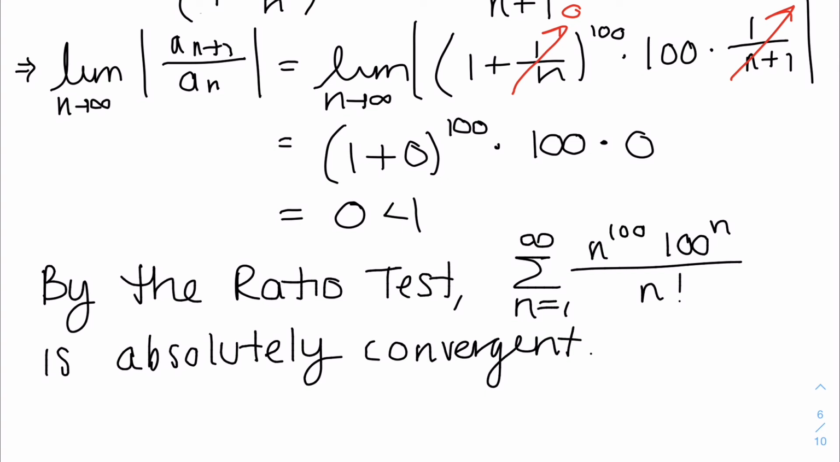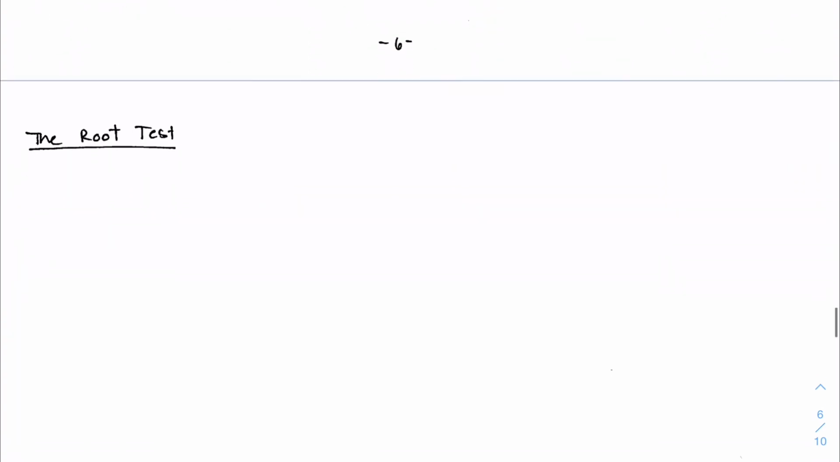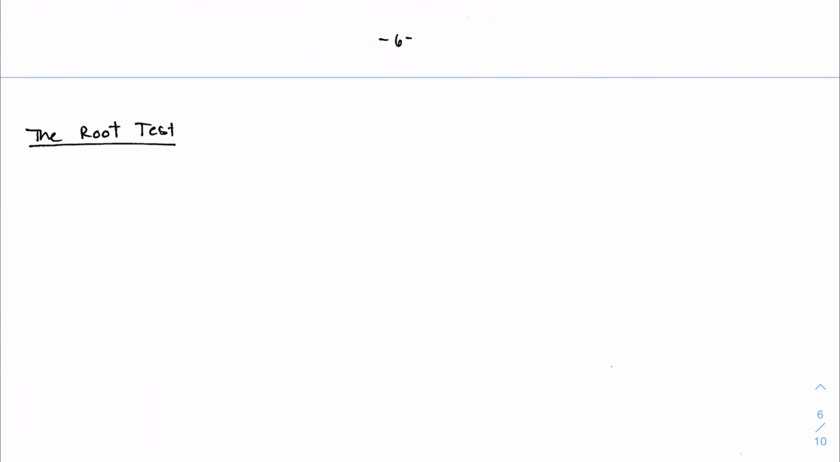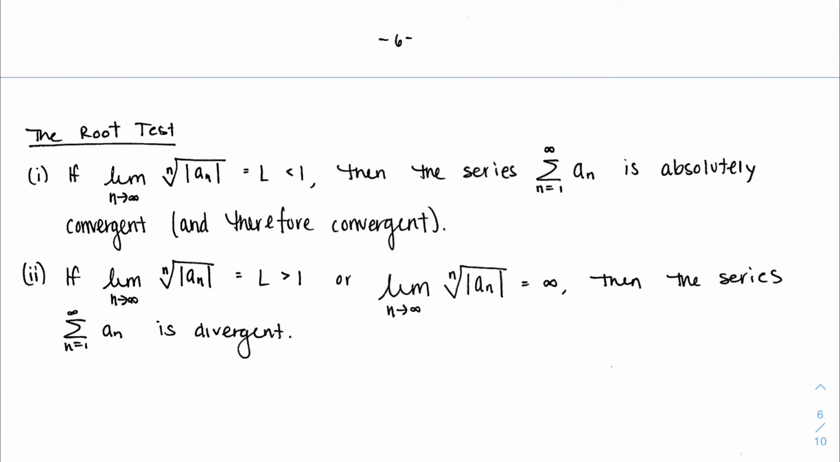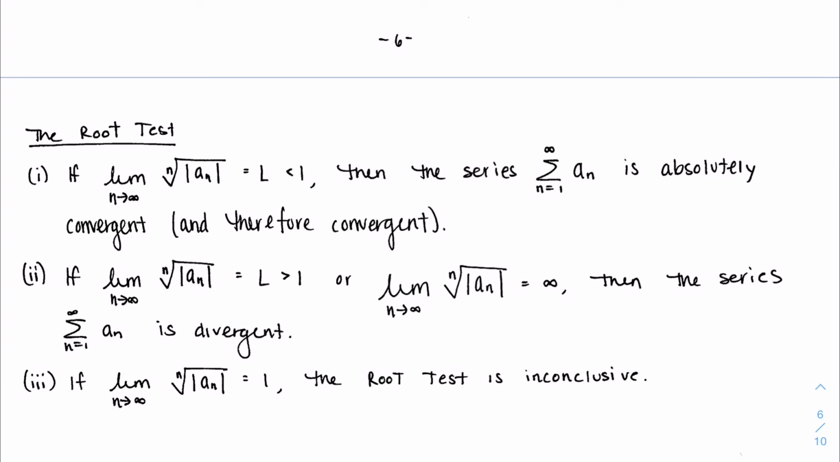Okay. So the next test we have is very similar. It's the root test. For the ratio test, you take a ratio of terms. For the root test, you're going to take a root, really the nth root of the absolute value. You're going to get exactly the same criteria. If that limit is something less than 1, it's absolutely convergent. If the limit is something greater than 1 or it's infinity, it's divergent. If it equals 1, the test is inconclusive. So same exact criteria. You just are now taking the nth root of the absolute value.